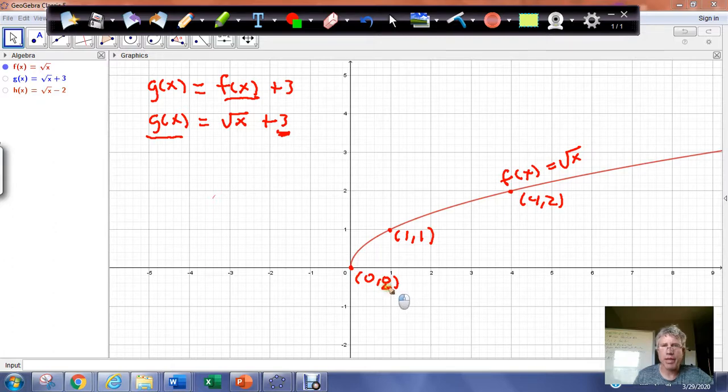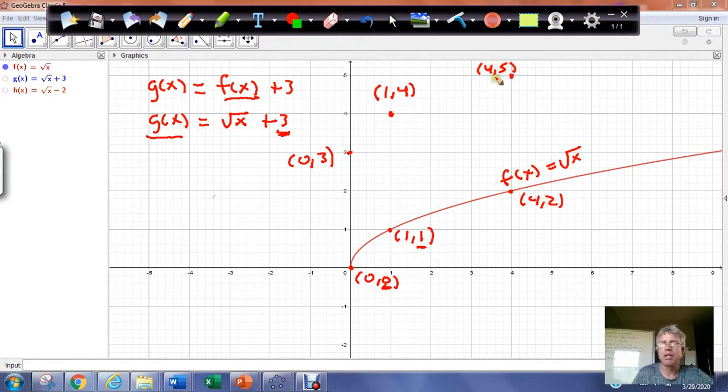So to the 0 we add 3, 0 plus 3 is 3, so we're going to get a new point at 0, 3. And to this output of 1 we add 3 units, so 3 and 1 is 4. It's going to go up 3 units to 4, so it's going to have the point 1, 4 on it. So it's 3 higher than the original output of 1. And this one's going to be 3 higher than 2, which is going to put it up at 5. So we get the input 4 corresponding to the output of 5.